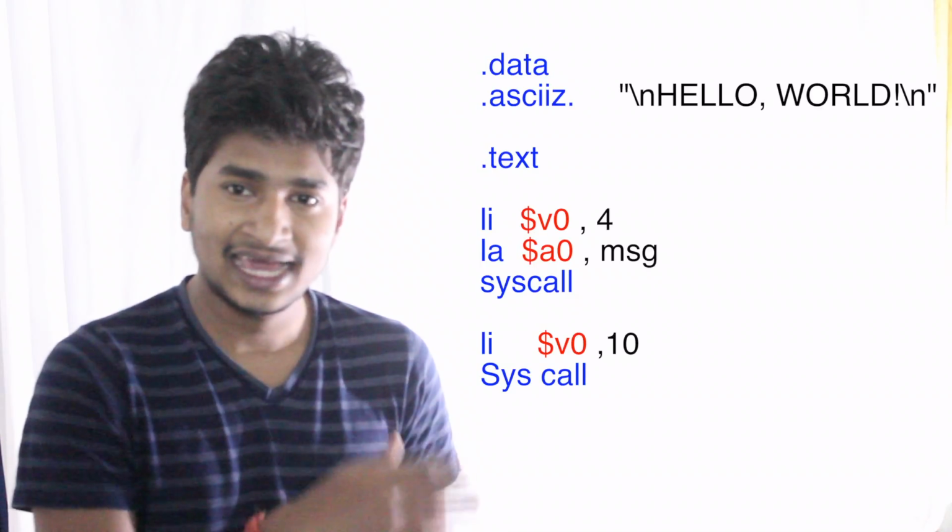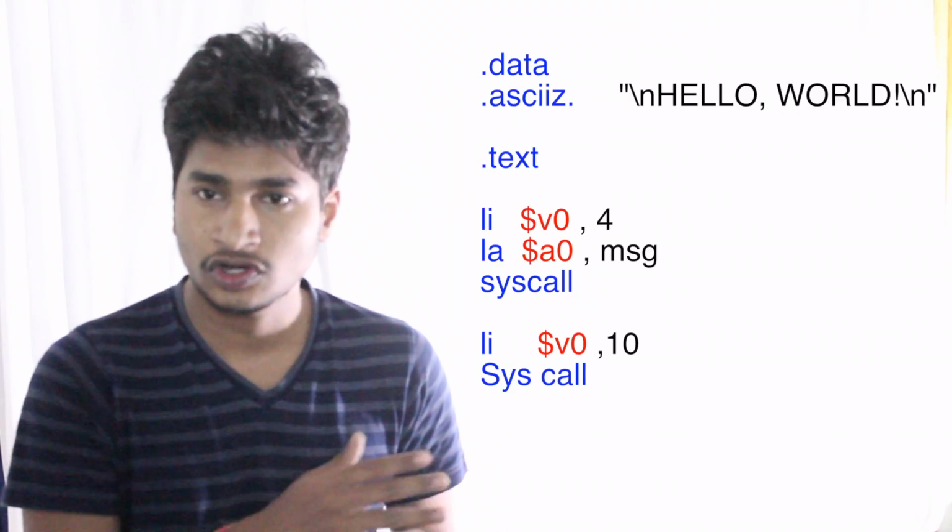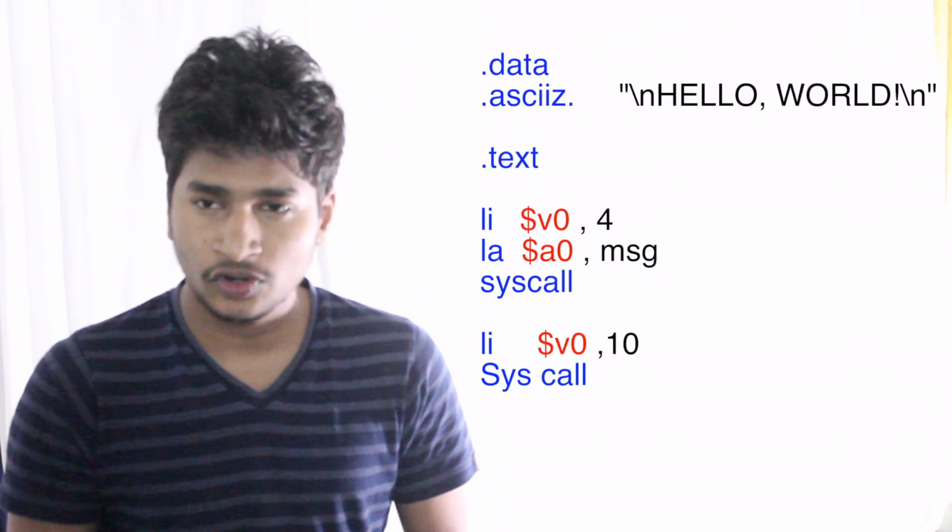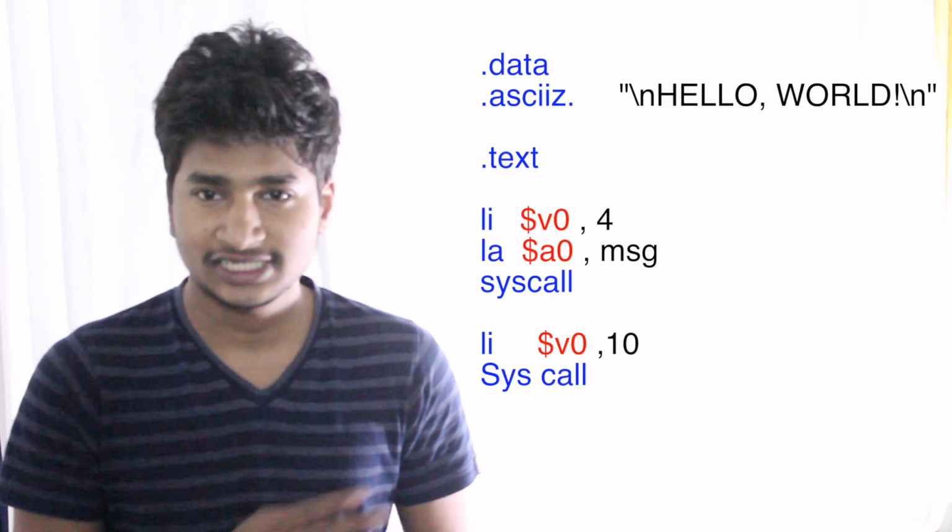Next we say li $v0, 10. Now this is the system call code for terminating the execution. Then the syscall to call its argument.